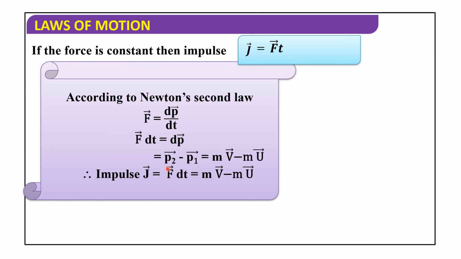Momentum is nothing but the product of mass and velocity. So mv − mu, final momentum minus initial momentum, that is the change in momentum. So P2 − P1 is mv − mu. Therefore impulse J = F̄ dt = mv̄ − mū. So J = F̄t = mv̄ − mū.